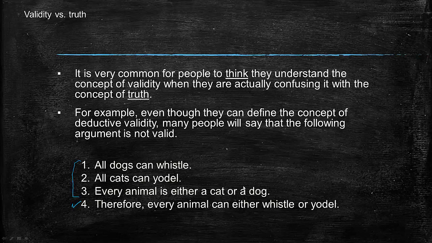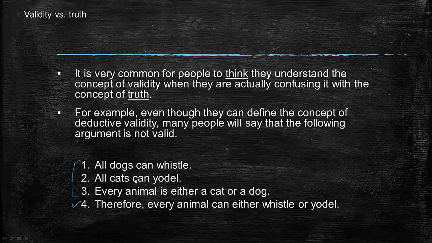for a second. All dogs can whistle. All cats can yodel. Every single animal is either a cat or a dog. Therefore, every animal can either whistle or yodel. Now, what do you think about that? Do you think it's valid? Well, it is valid, as a matter of fact.